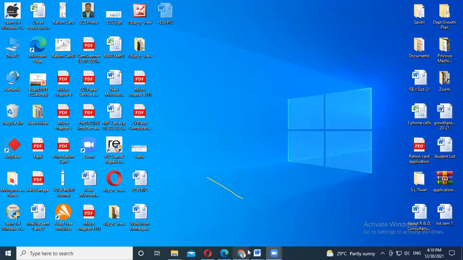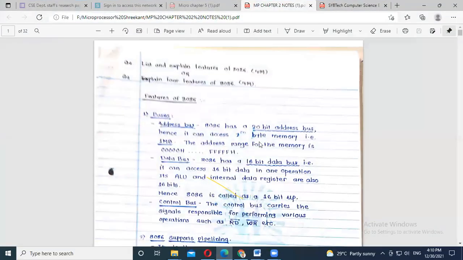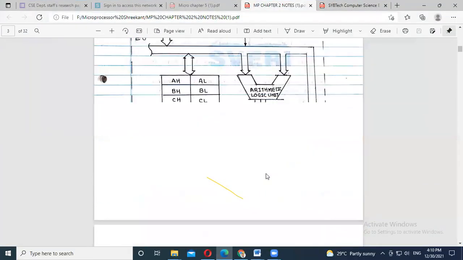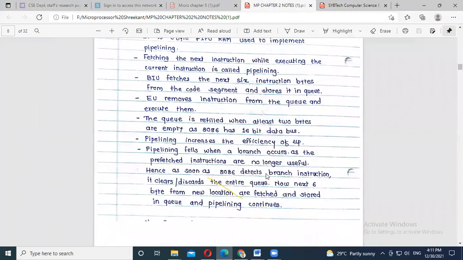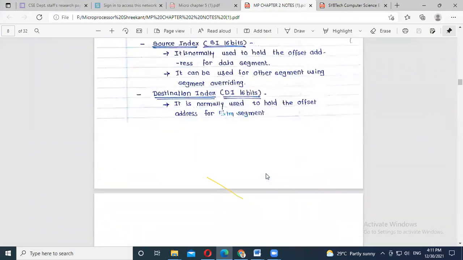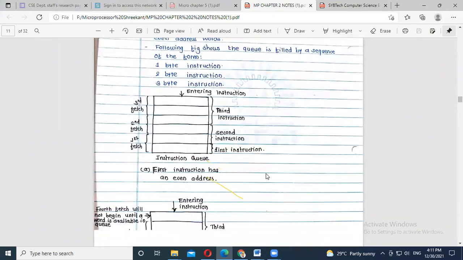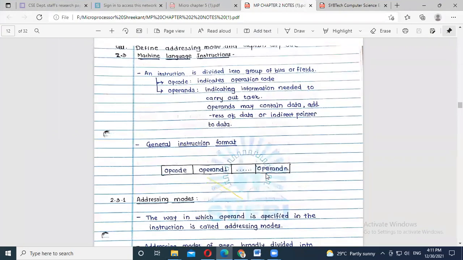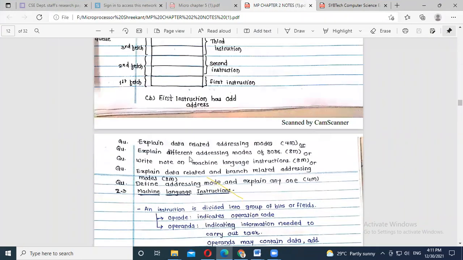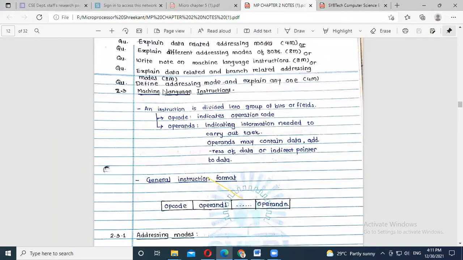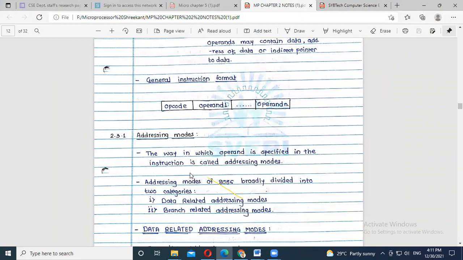In the next lecture, I will start with addressing modes. So we will study the different addressing modes, that is the general instruction format and addressing modes, in the next lecture. All 5 to 6 types of addressing modes we will study. Okay. So thank you, all my dear students.